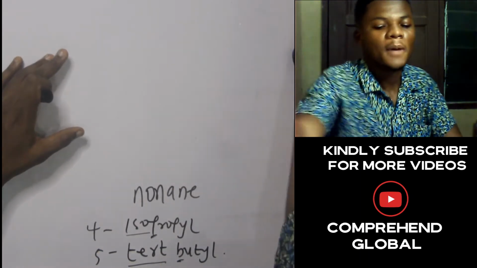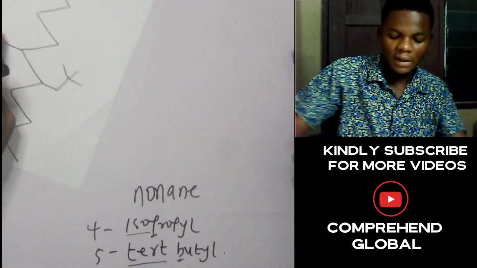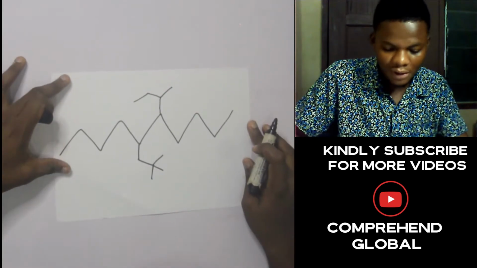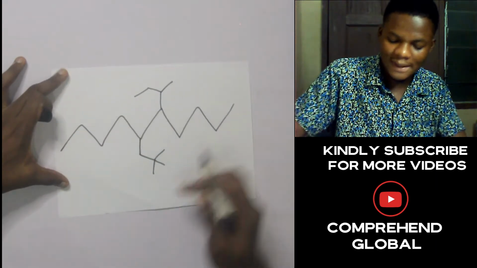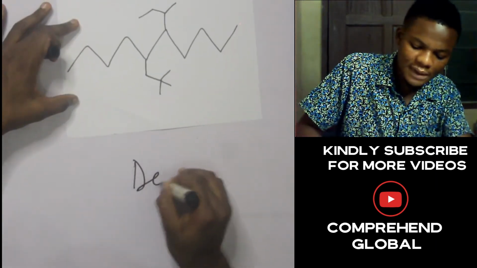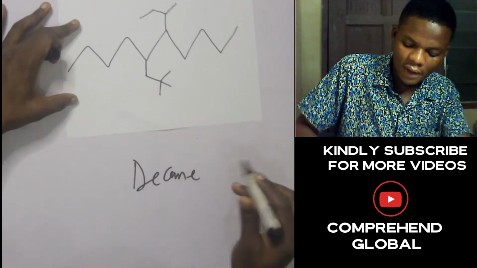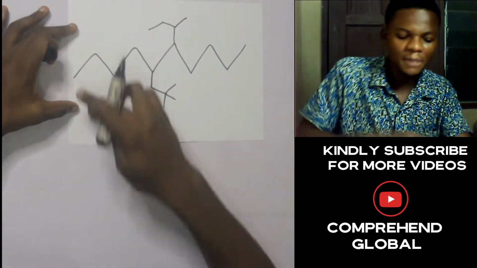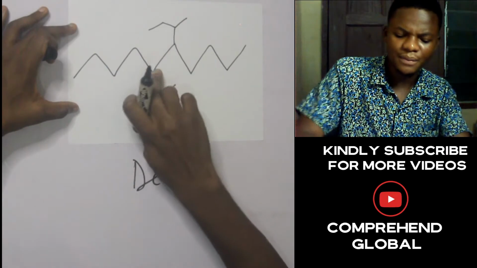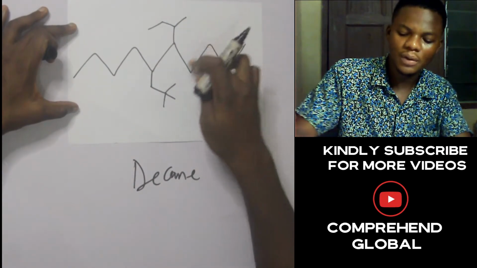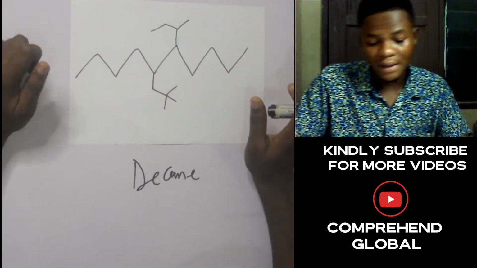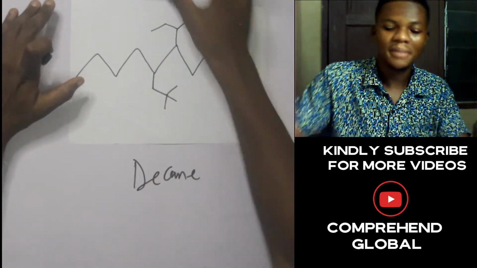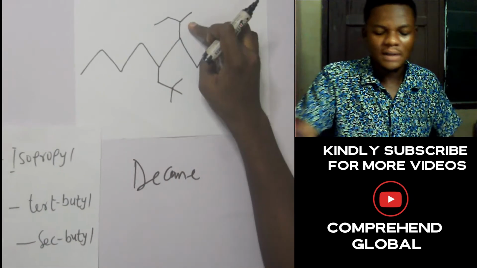And now looking at this one, also the longest carbon chain is 1, 2, 3, 4, 5, 6, 7, 8, 9, 10. So 10 will be decane. Now where do you start numbering from? 1, 2, 3, 4, 5, 6. We can actually start naming from each side, but there's a preference. Let's know the names of the substituents first.